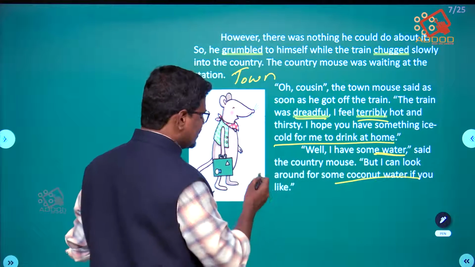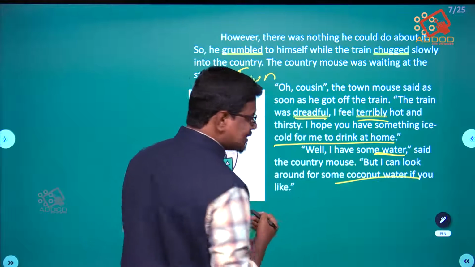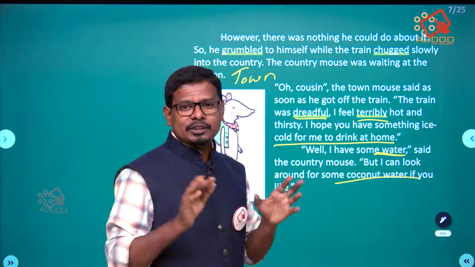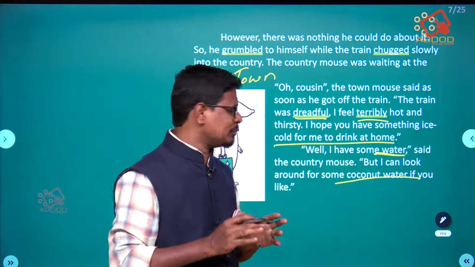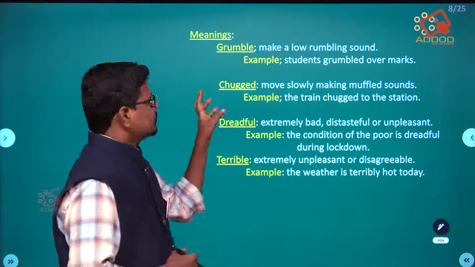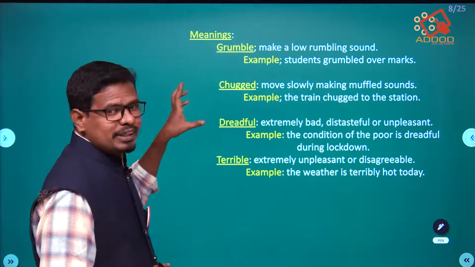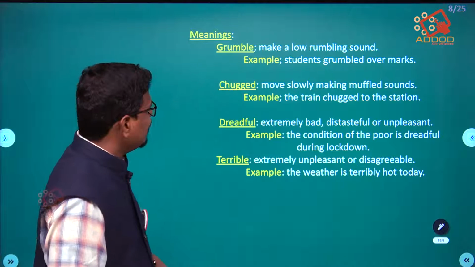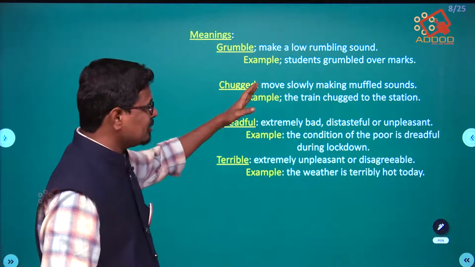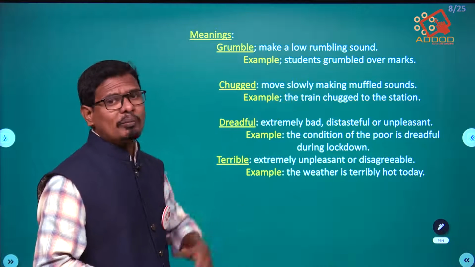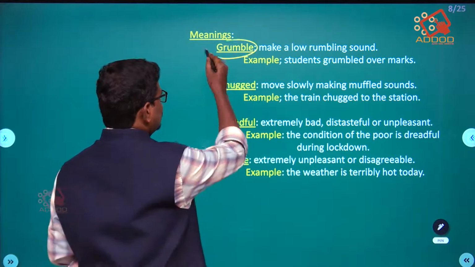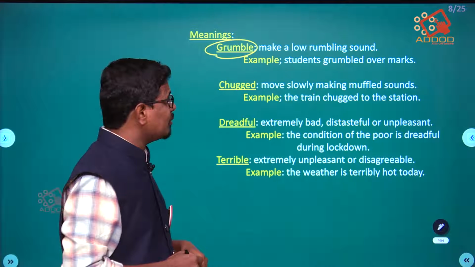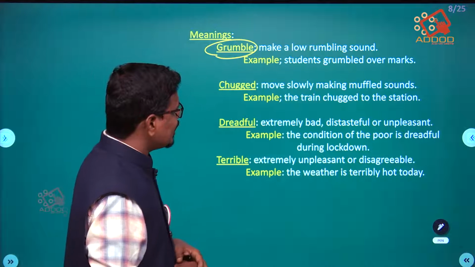But what was the country mouse expecting? Some chilled juices it was expecting. So we have a few words that have been picked from the passage. Grumble: make a low rumbling sound. Example: students grumble over marks. This word has been picked from the previous slide, where the town mouse grumbles.